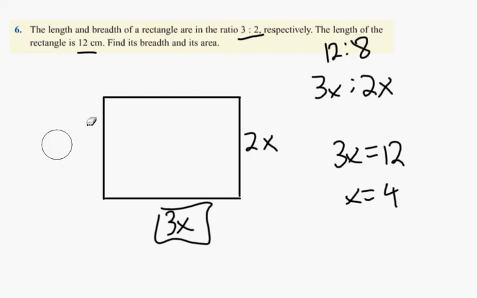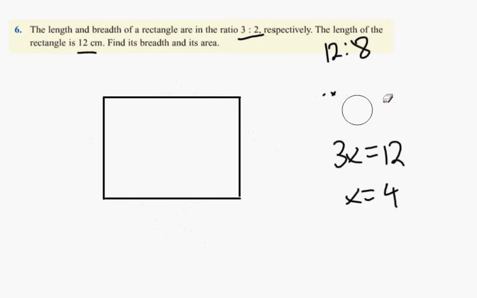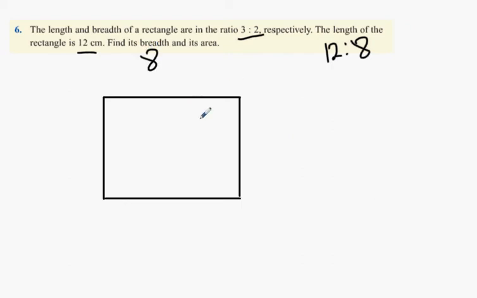Okay, what is its breadth and its area? So what is the breadth and area of this triangle? Anybody tell me? So the breadth is 8 and the area is going to be 96 meters squared. Is that alright?